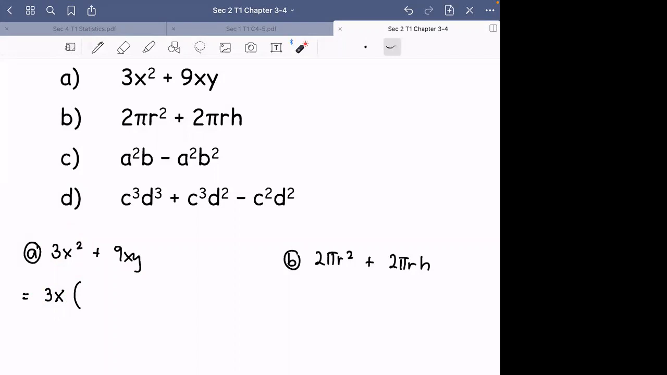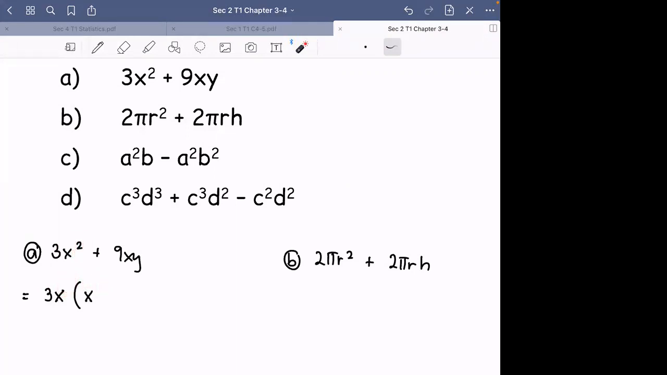So 3x squared divided by 3x, what do you get? It's simply x, right? Because 3 divided by 3 is 1, and x squared divided by x is just x. What happened here is we simply subtract their indices: 2 minus 1 is equal to 1.